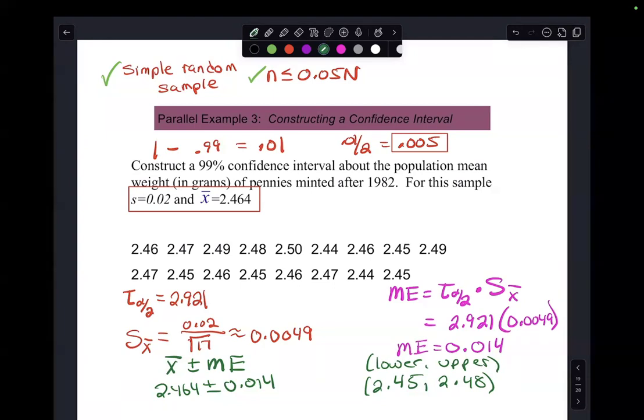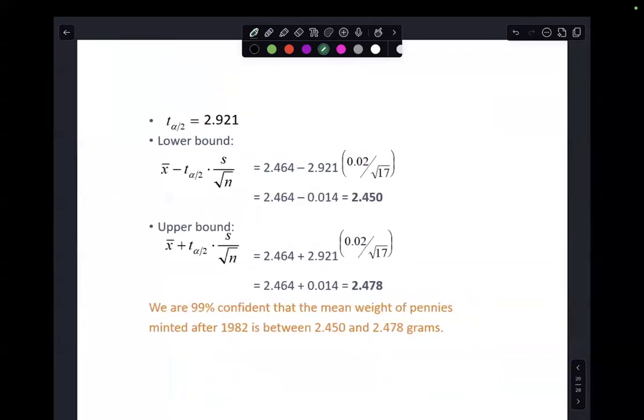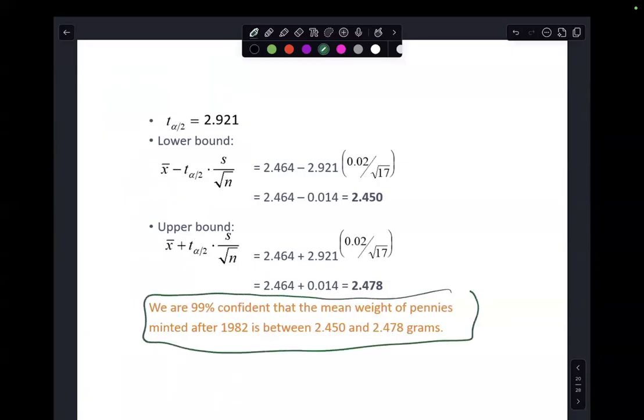We've got another one and a calculator function. You're like, I just want the calculator function. It's all right. I use the calculator function. They did the same math we did, except they rounded to 3 decimal places, but I was being lazy. So we're 99% confident that the mean weight of pennies minted after 1982 is between 2.450 and 2.478 grams. That's basically what I did. I just was lazy. That's our conclusion, and that's basically how you would write it. This is a great template of how you would write it.